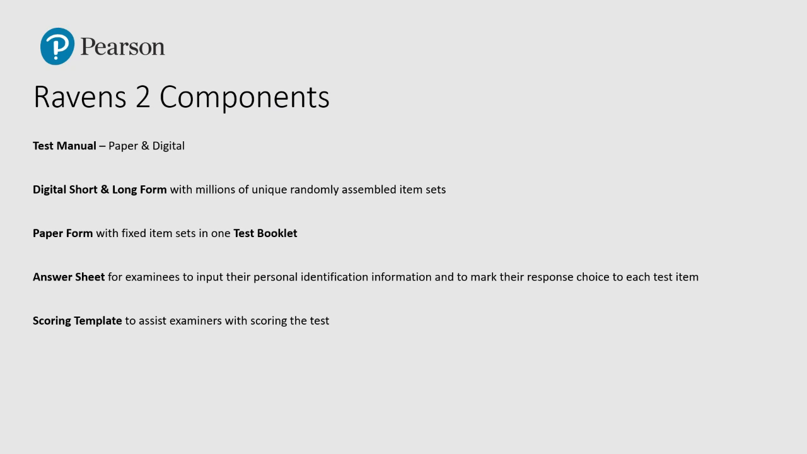So these are the Ravens 2 components. The digital administration materials on Q Global include a digital manual, the examiner's practice link, the Ravens 2 digital long form and digital short form for automated test administration, scoring and reporting. The paper administration materials include a paper manual, a physical test booklet, an answer sheet, a scoring template for hand scoring, or you could choose to use Pearson's Q Global platform for the automated computer scoring and report generation.